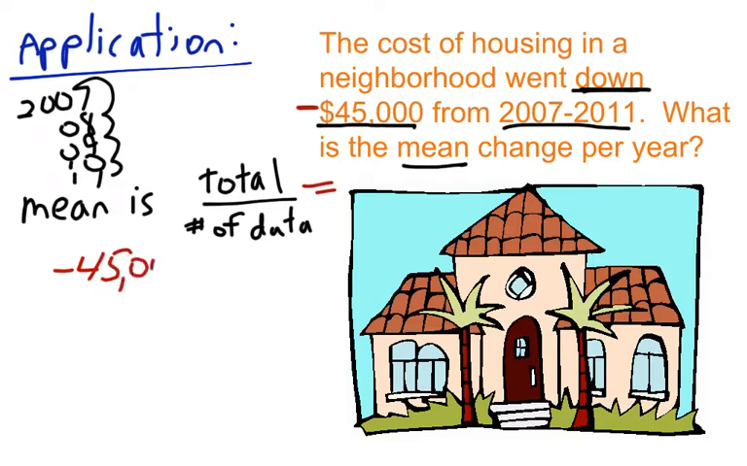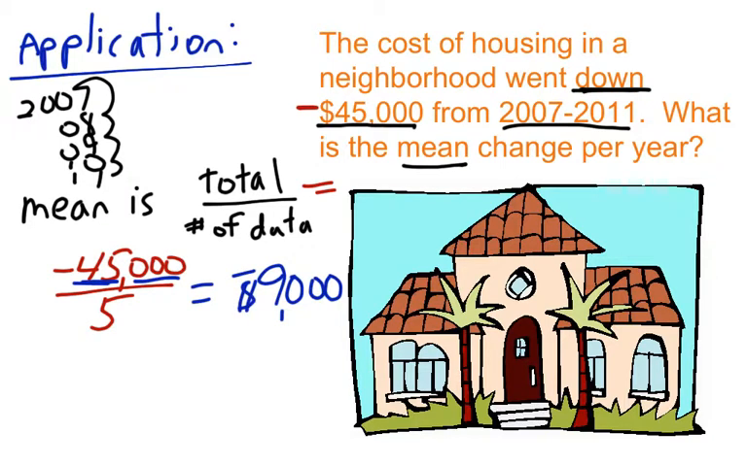So here our total is going to be negative, so I'm going to put equals negative 45,000, fraction bar, which means divide, by 5 years. Alright, well I just learned my rules, so I have a negative divided by a positive, or I could say I have one negative. So that means my answer is going to be negative. And then 45, 5 will go into 45 9 times, and I just add these 3 zeros. And I'm going to put my dollar sign too. So that's negative $9,000. So each year it went down on average $9,000.